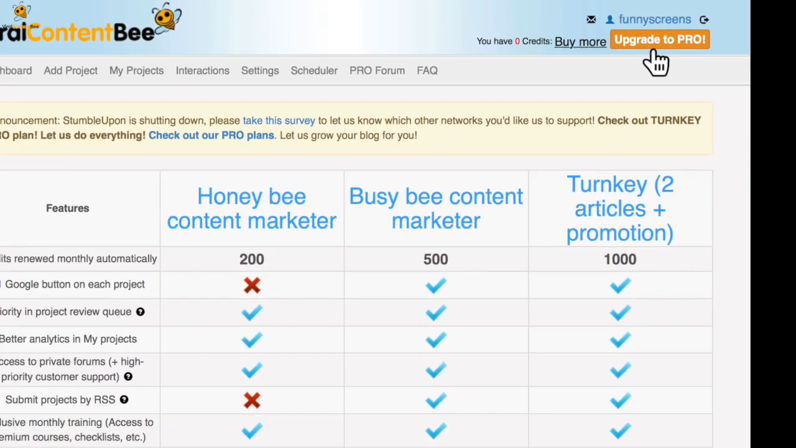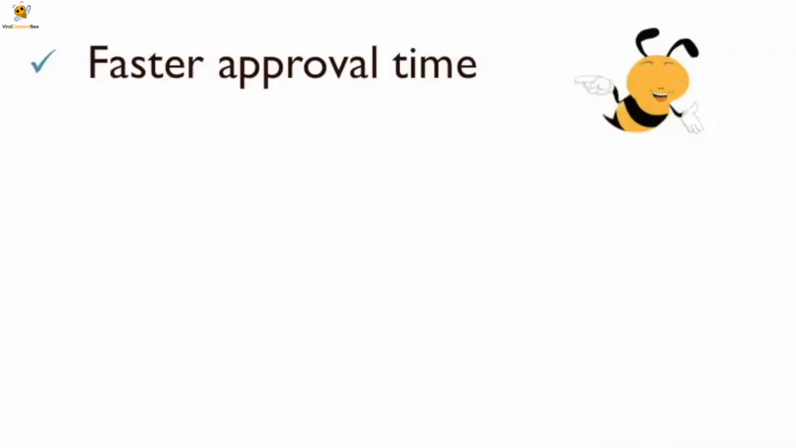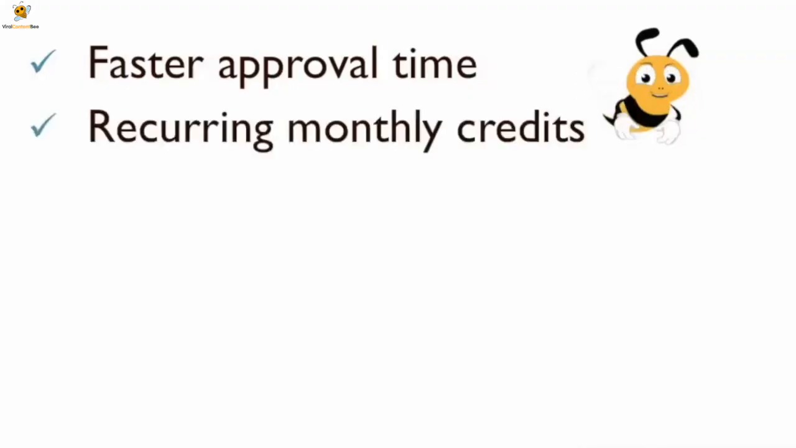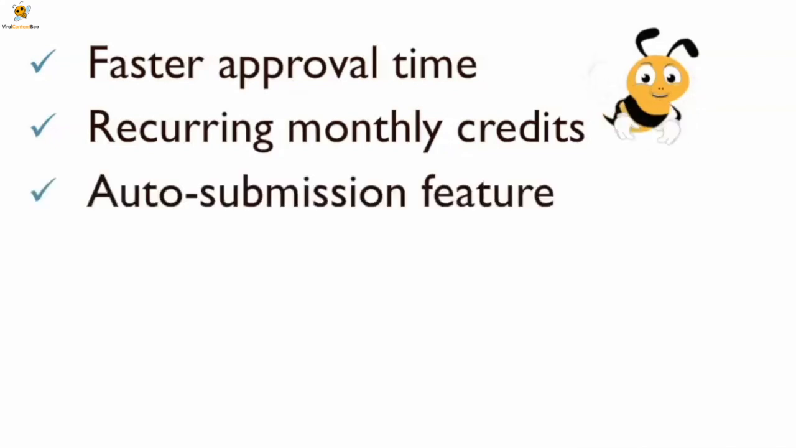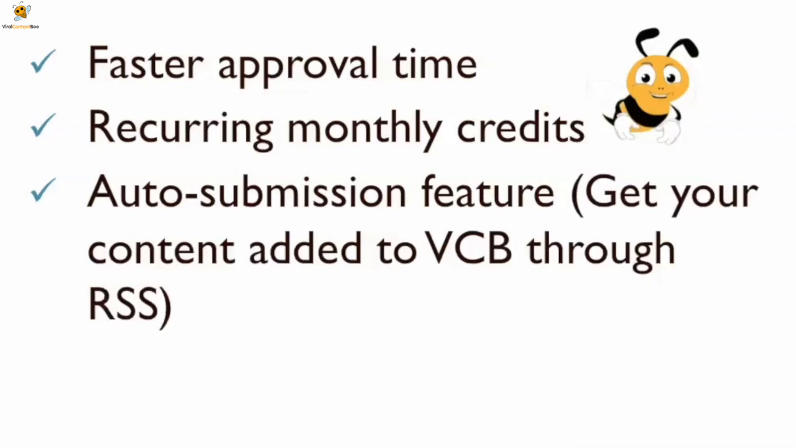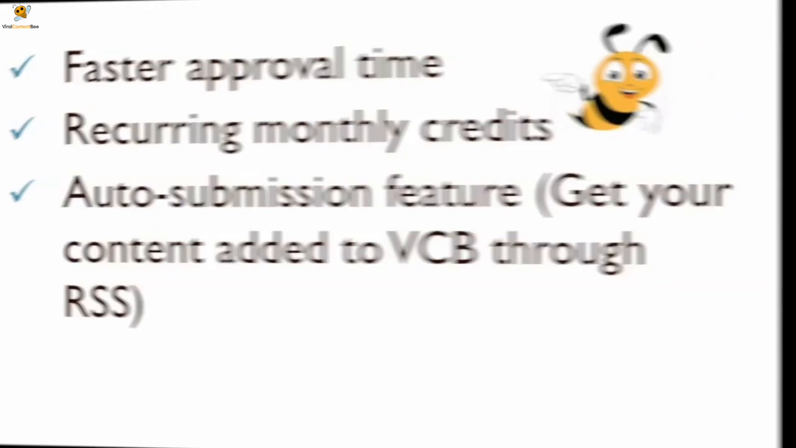Finally, consider going pro. Our premium packages come with faster approval time, recurring monthly credits so that you don't have to earn those credits and can focus on creating more great content, and an auto-submission feature, where we'll import your new articles right from your blog RSS. Save time managing your promotion and focus on building connections and traffic.